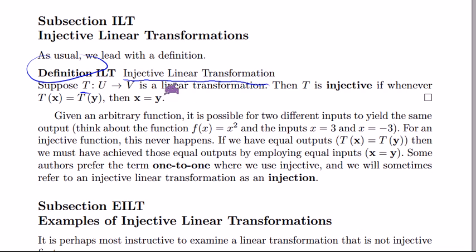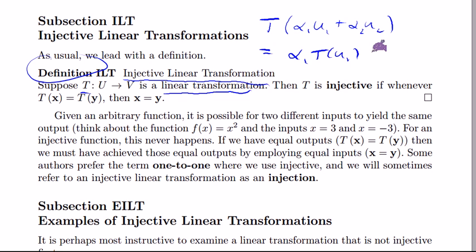Suppose T is a linear transformation. We know that it has the linear properties. Basically, that means that T of alpha 1 U1 plus alpha 2 U2, the linearity property says, is the same thing as alpha 1 T of U1 plus alpha 2 T of U2. So that's the linear transformation property.